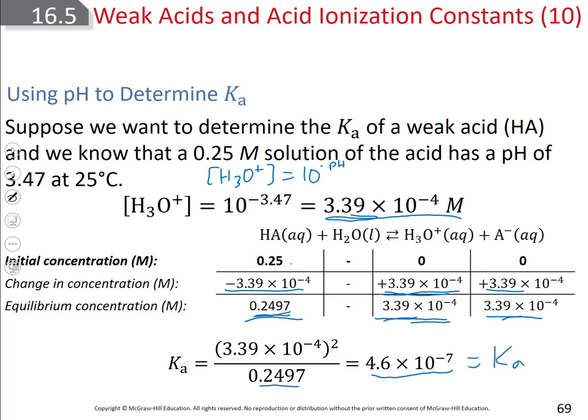Where did you get the 3.39 times 10 to the negative 4? So if we're given the pH is 3.47, pH can be used to solve for hydronium ions by taking the inverse of the pH equation. So the inverse of the pH equation is concentration of hydronium is equal to 10 to the negative pH. So 10 to the negative 3.47 is that 3.39 times 10 to the negative fourth. So this is honestly even easier because you don't have to do any algebra.